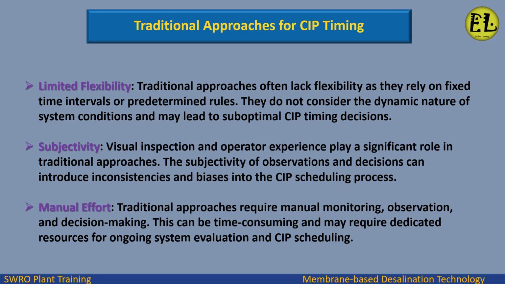Subjectivity: visual inspection and operator experience play a significant role in traditional approaches. The subjectivity of observations and decisions can introduce inconsistencies and biases into the CIP scheduling. Manual effort: traditional approaches require manual monitoring, observation, and decision-making. This can be time-consuming and may require dedicated resources for ongoing system evaluation and CIP scheduling.